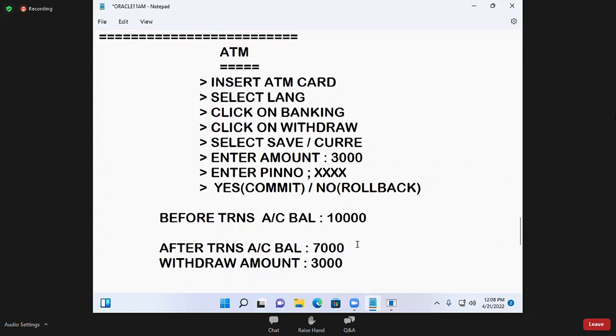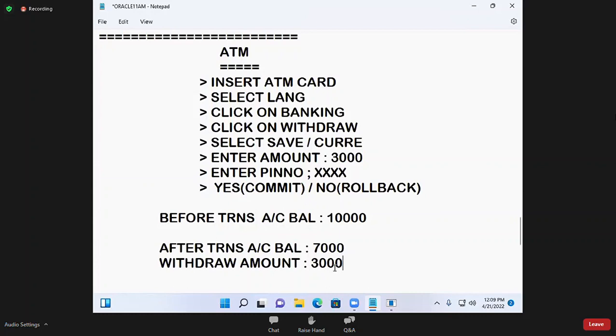Balance plus withdraw amount equals total before balance. Right or wrong? Is it clear? What is the before balance? 10,000. After withdraw? 7,000. How much amount did I withdraw? 3,000. So my balance 7, my withdraw 3, 7 plus 3 is 10. 10 is equal to before transaction. Satisfied? Yes. This is called consistency.